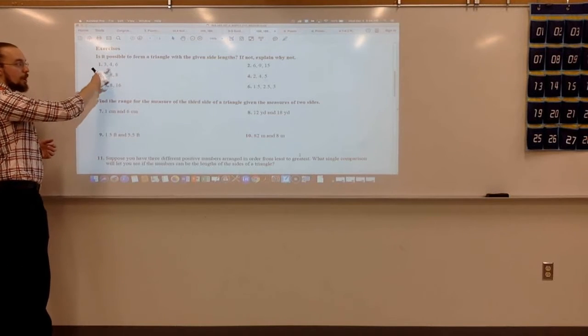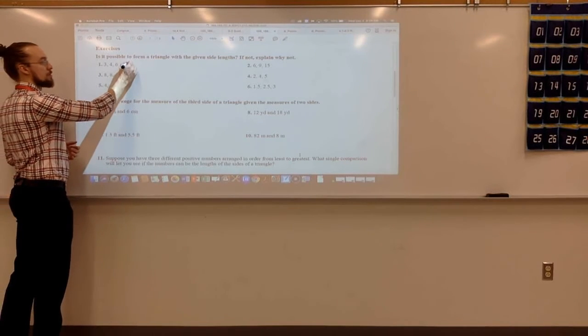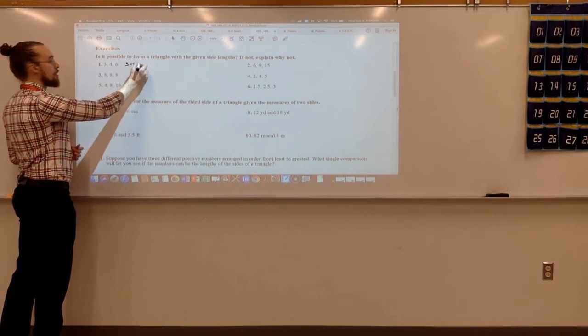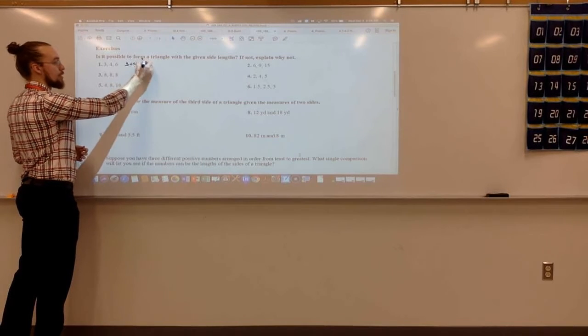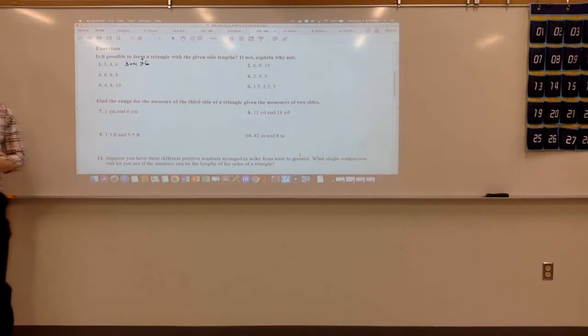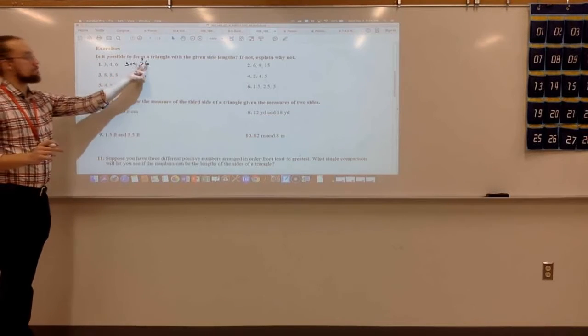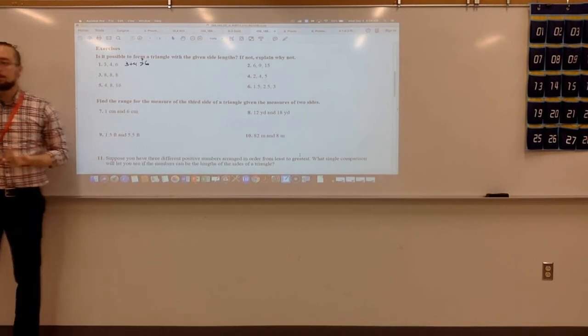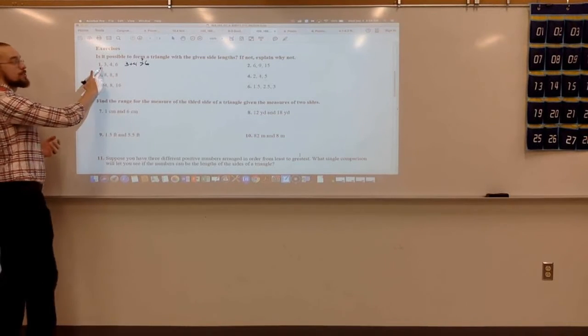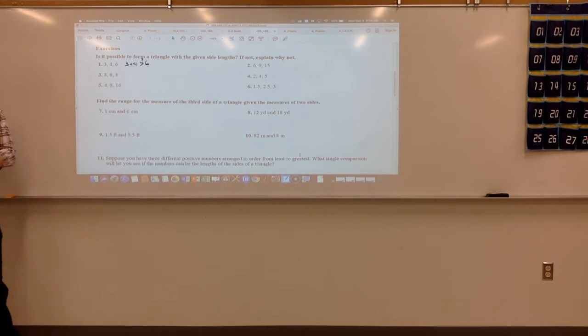So I'm going to take the 2 small ones, add them together, and see if that is greater than 6, the third side. Well, 7 is greater than 6. That means, yes, 3, 4, and 6 could form a triangle.